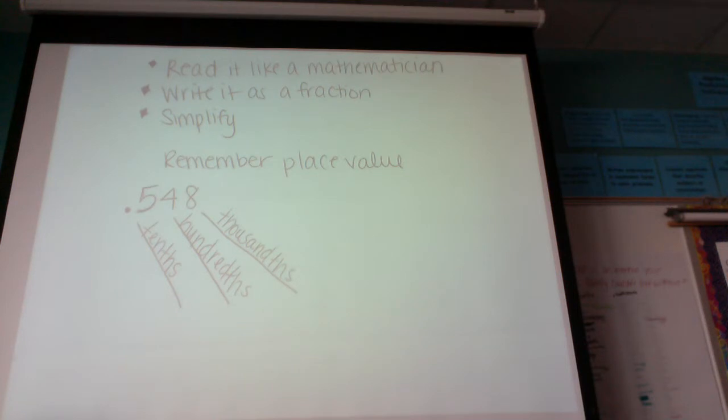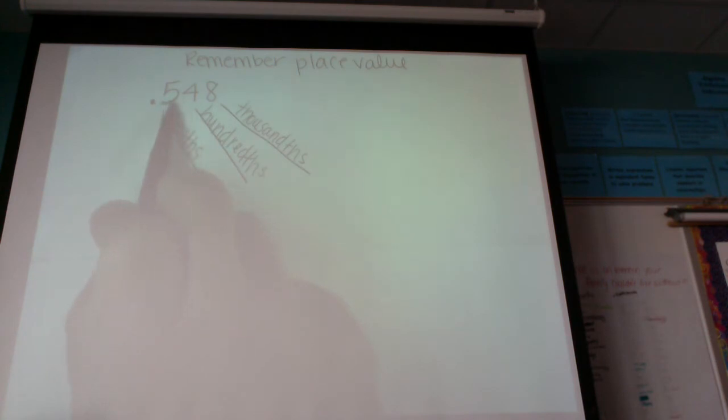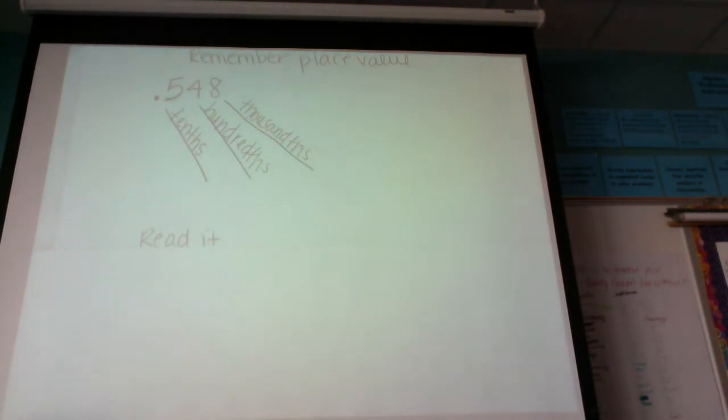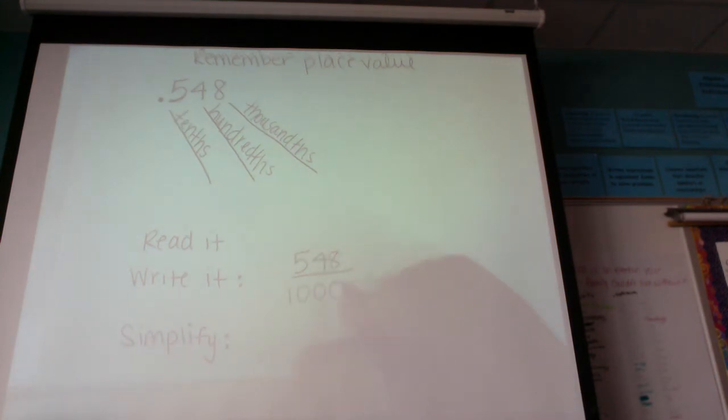Okay? So how would I read this like a mathematician? Let's first read it like a mathematician. Well, that's going to be 548 thousandths. Okay, I read it like a mathematician. Now I'm going to write it just as it sounds. Okay, 548 thousandths. Over 1,000 there. And the last step is to simplify.